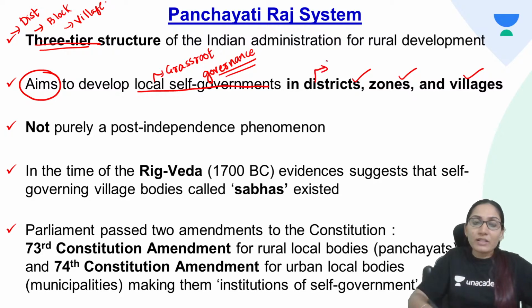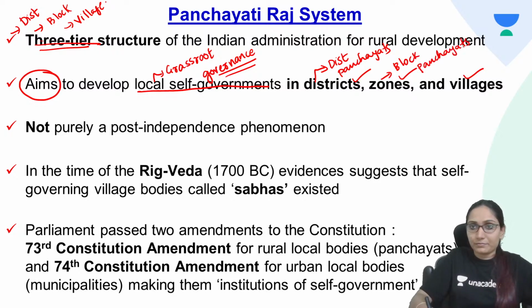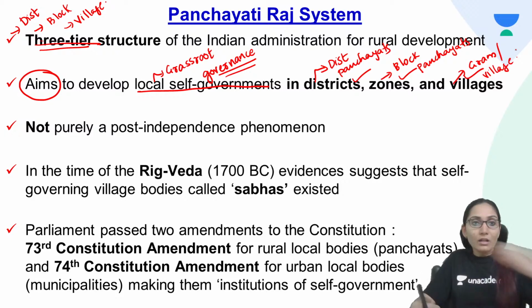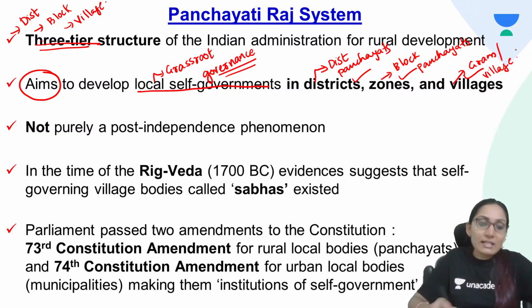So in the district, local self-governance will be ensured through district panchayats. At the zonal level, there will be block panchayats. And at the village level, there will be gram panchayats or village panchayats. So the aim is to develop local self-government, that is grassroots level governance.